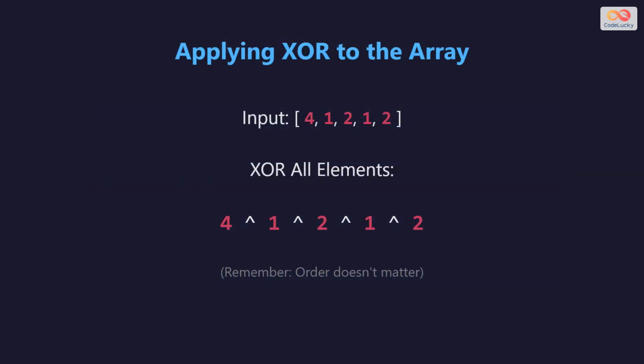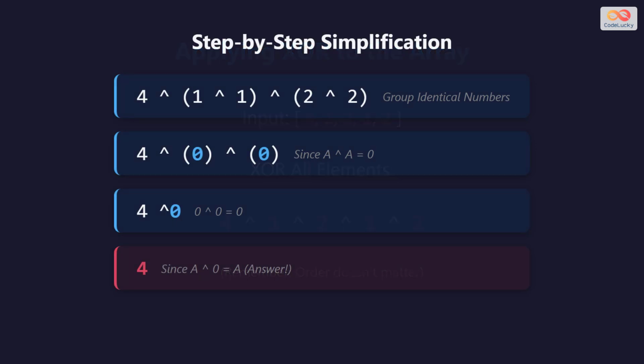Now, let's apply this to our array. If we XOR all the numbers in the array together, 4, 1, 2, 1, and 2, because the order does not matter, we can conceptually rearrange them. Let's group the identical numbers. We have 1 XOR 1 and 2 XOR 2. Based on our property, a number XOR'd with itself becomes 0. So these pairs cancel each other out, turning into zeros. We are left with 4 XOR 0 XOR 0. And since anything XOR'd with 0 is itself, the result is simply 4.